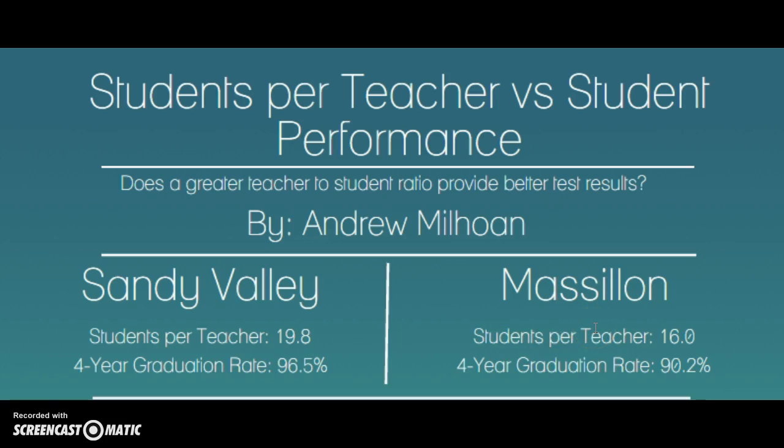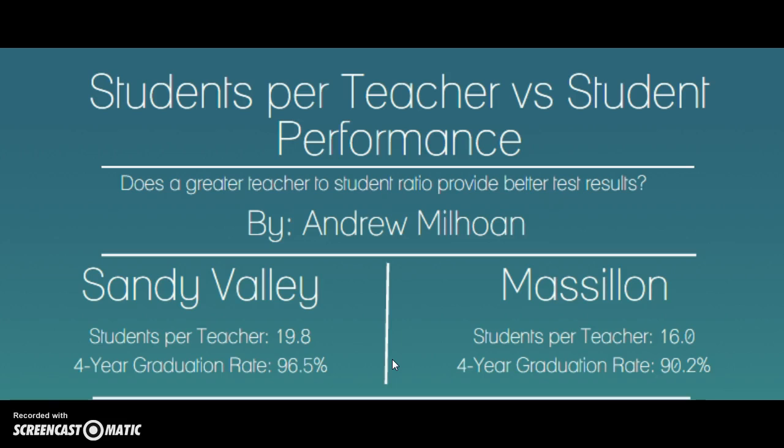Now, when looking at this in reverse, this actually means that Massillon has a higher teacher-to-student ratio. Even though this is the case, as we can see from the four-year graduation rates, Sandy Valley has a better percentage of students graduating after 4 years, where theirs is 96.5% and Massillon's is only at 90.2%.